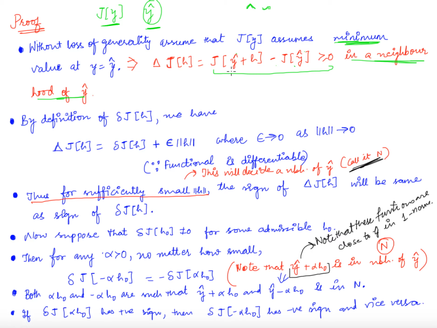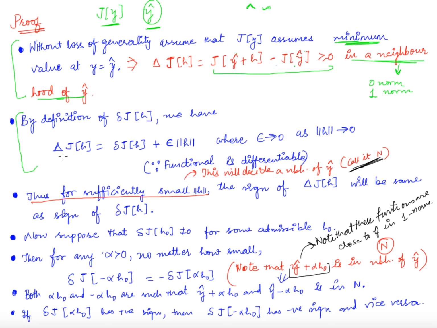So this is the definition of this functional having a minimum value at y hat. So we have a neighborhood of y hat such that this thing is greater than or equal to 0. And this neighborhood, we have already seen, can be in the sense of 0 norm, in which case it will be a strong extrema, and it can be in the sense of 1 norm, and in that case it will be a weak extrema. Okay, this is one point. Now let us see, by the definition of variation of the functional, we have this thing.